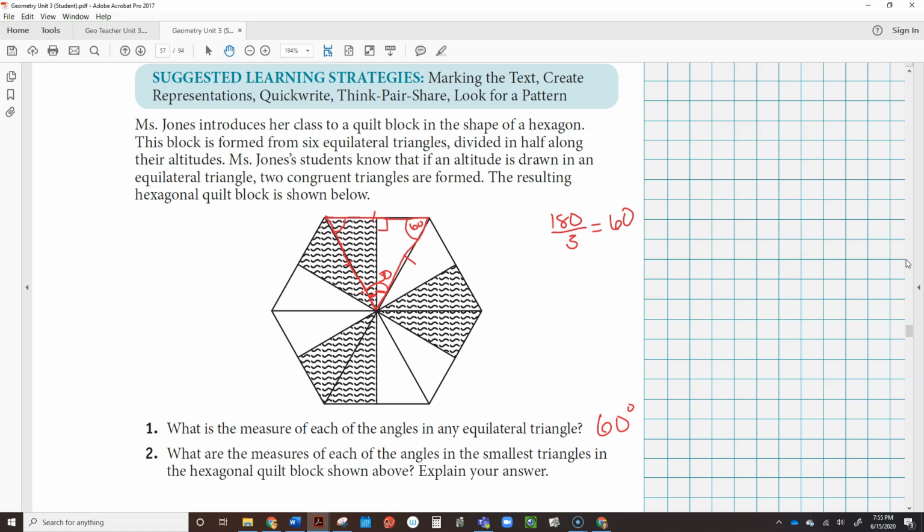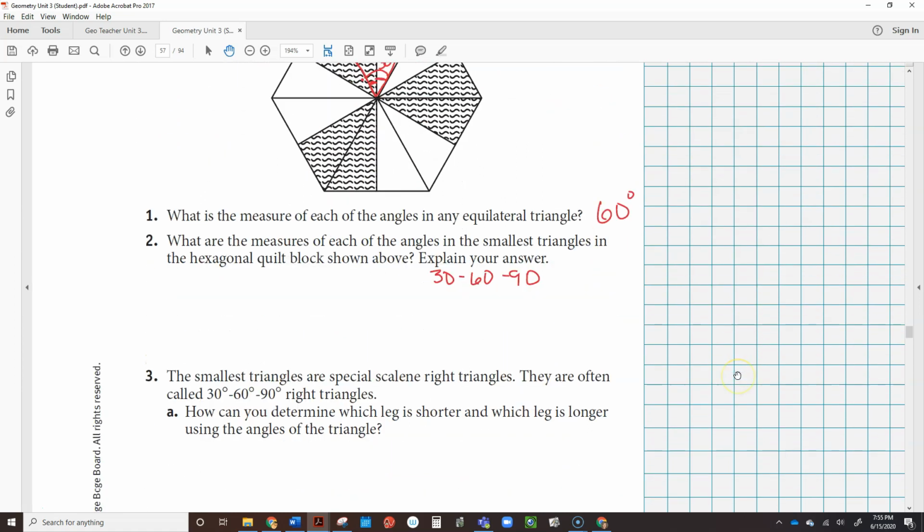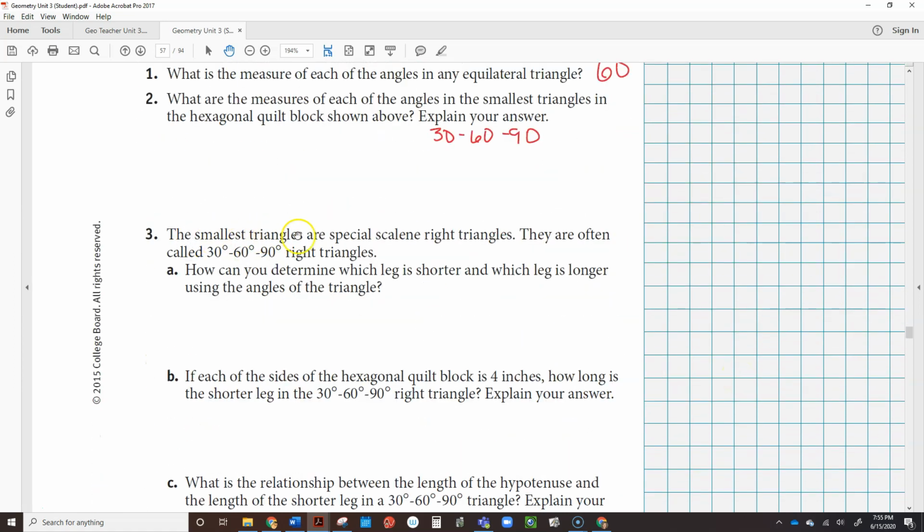So what are the measures of the smallest angles in the hexagon block above? 30, 60, 90. And the explanation is we took the equilateral triangle and found one line of symmetry. That cuts it into 2 equal parts. The smallest triangles are special scalene. If all 3 angles are different, then all 3 side lengths are going to be different. They're often called 30, 60, 90 right triangles. How can you determine which leg is shorter and which leg is longer using the angles of a triangle?